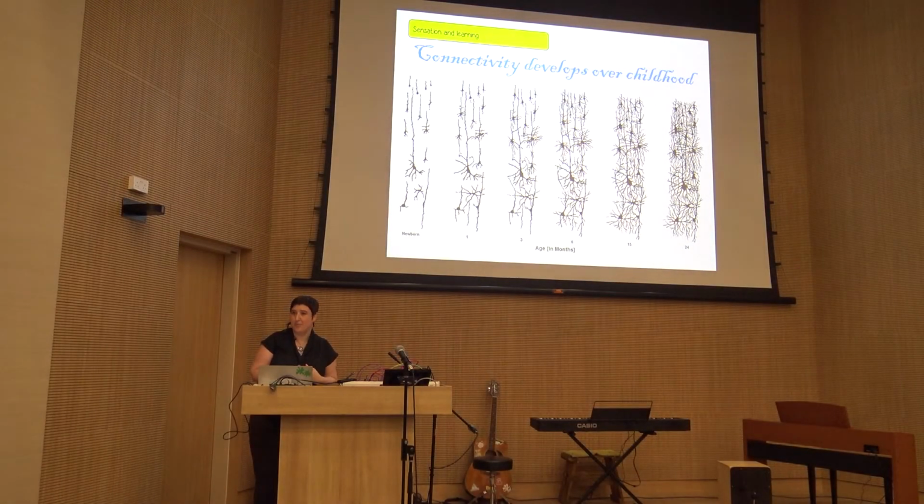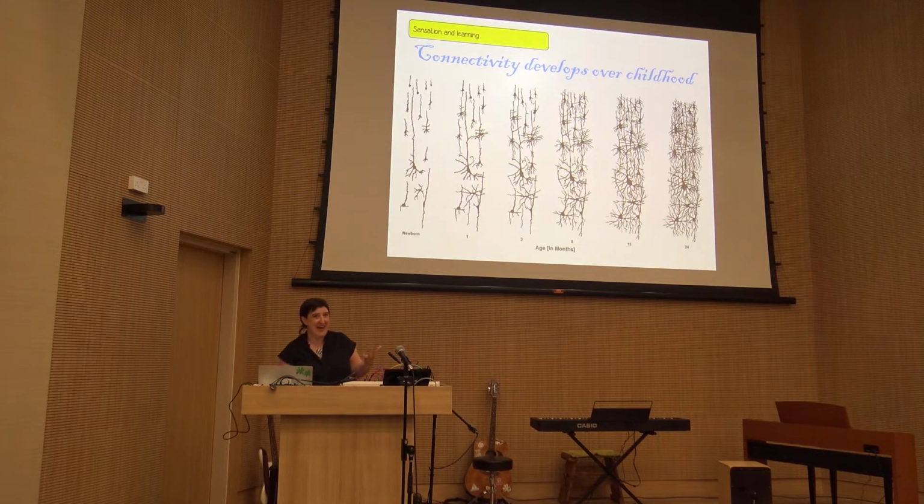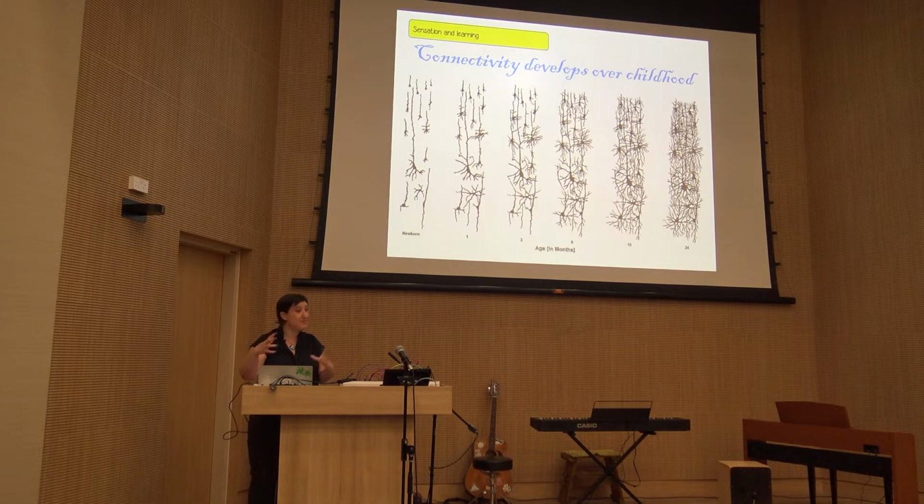human babies are born with very tiny heads. They have to get out somehow. And their heads have to grow a lot before they reach their adult size. And what's happening over that maturational period is not only more neurons being born, but also radical changes in the connectivity profile of each neuron.